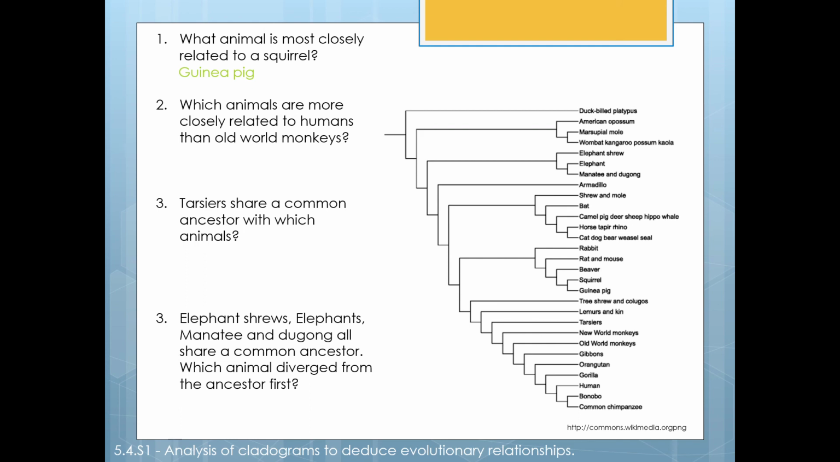Now, I'm asking, which animals are more closely related to humans than old world monkeys? Look, where are humans? Here. And where are old world monkeys? Here. So who is a closer relative of human than old world monkeys? All clades which evolved later from old world monkeys and their common ancestor. So it would include gibbons, orangutan, gorilla, bonobo, and chimpanzee, right? I hope you see that.